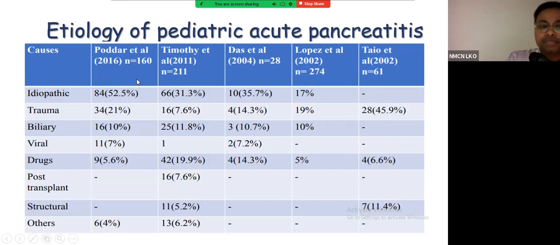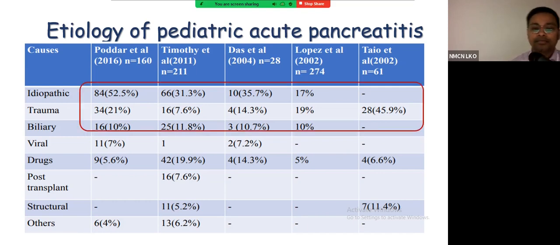These are a few series which have looked at the causes of pediatric acute pancreatitis. This study published from our center in 160 children found 52% of them were idiopathic pancreatitis. The other major causes were traumatic pancreatitis, biliary, viral, and drug. Other studies, even from Western countries, also show that in childhood pancreatitis, idiopathic and traumatic causes encapsulate a major chunk of the patients of acute pancreatitis.